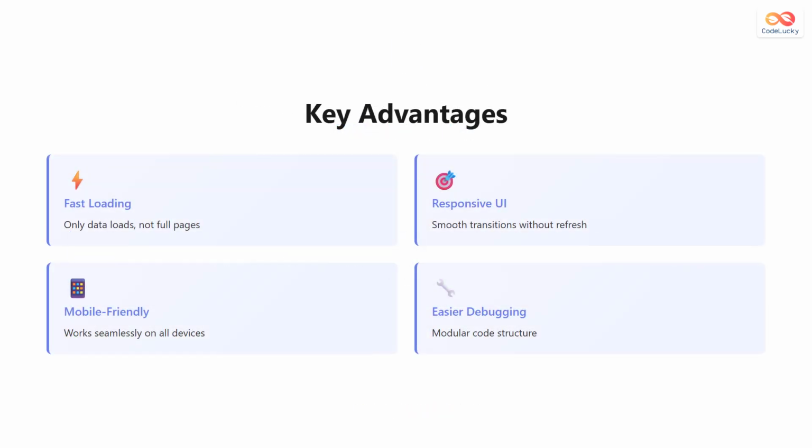Single-page applications offer 4 major advantages. First, they provide fast loading because only data is exchanged between your browser and server, not entire pages. Second, they deliver a responsive and smooth user interface with instant transitions. Third, they work seamlessly on mobile devices, adapting well to all screen sizes. Fourth, they are easier to debug because the code is modular and organized. Overall, SPAs provide a much faster and more enjoyable user experience compared to traditional web applications.